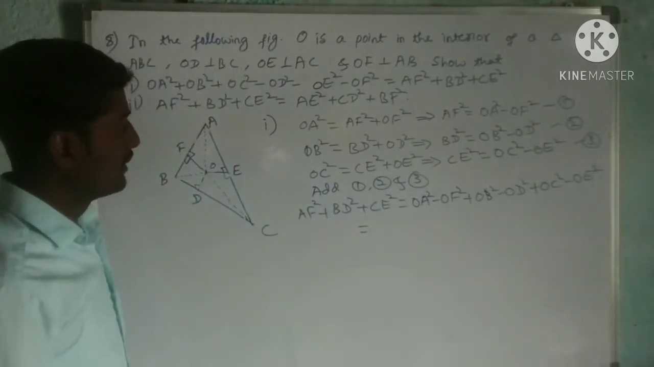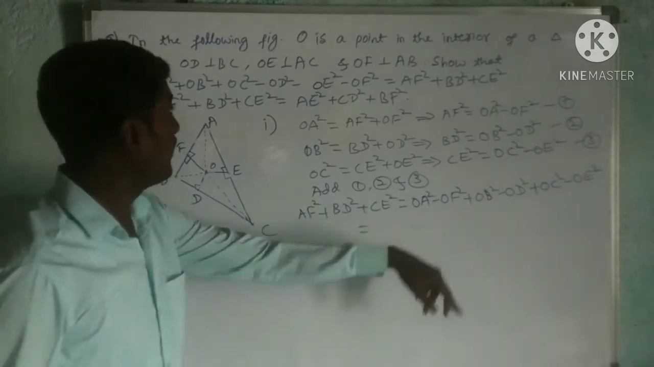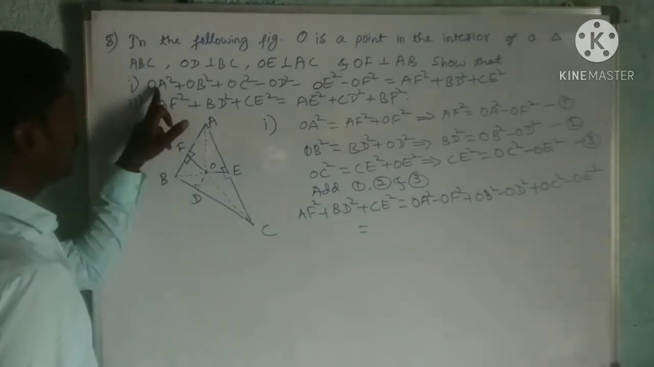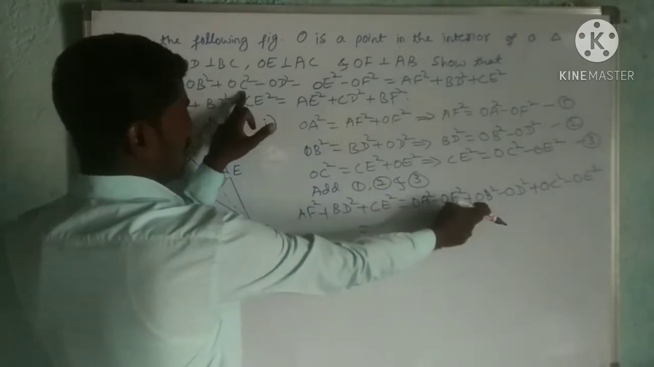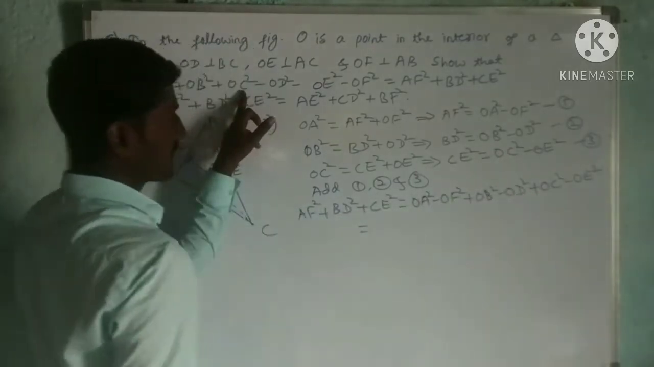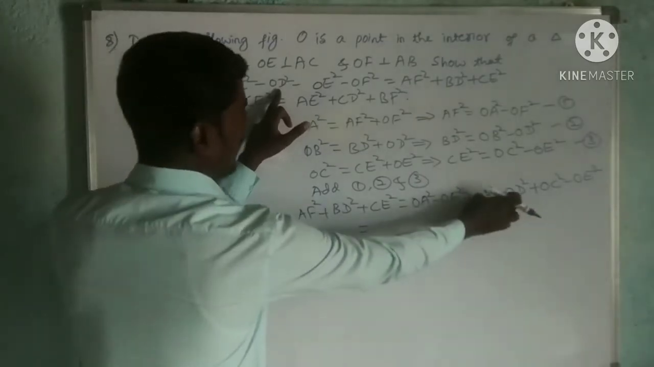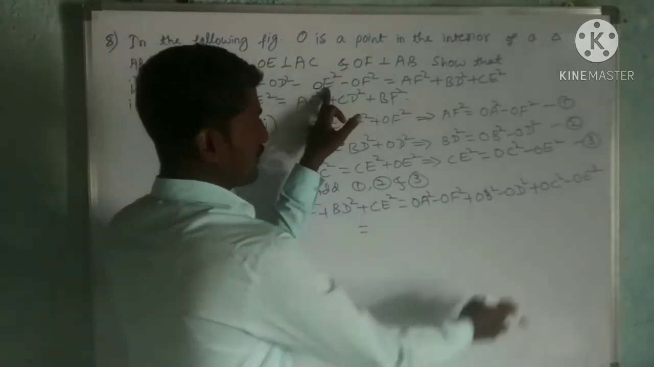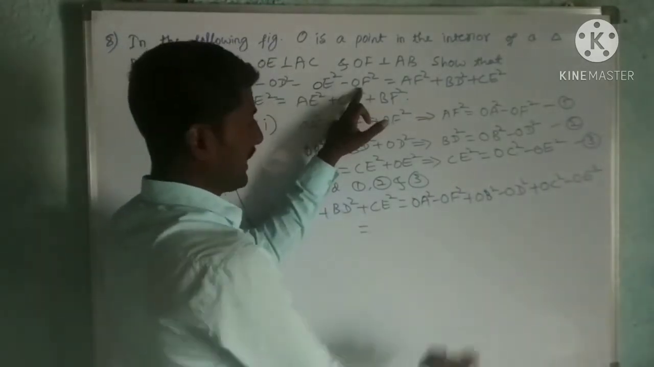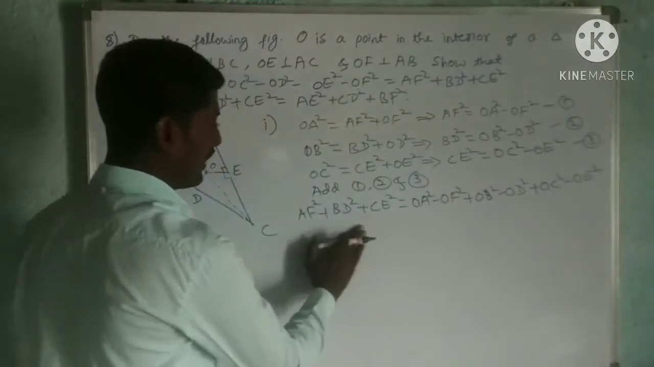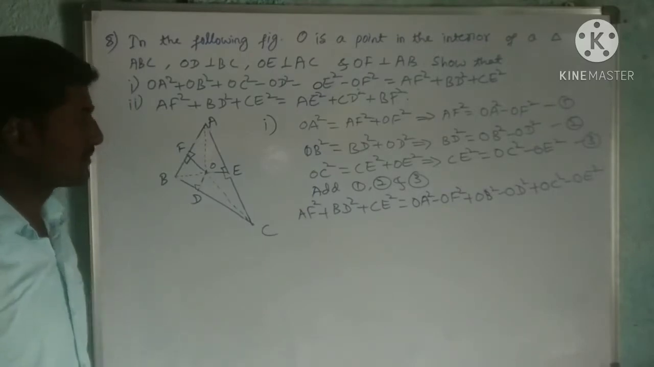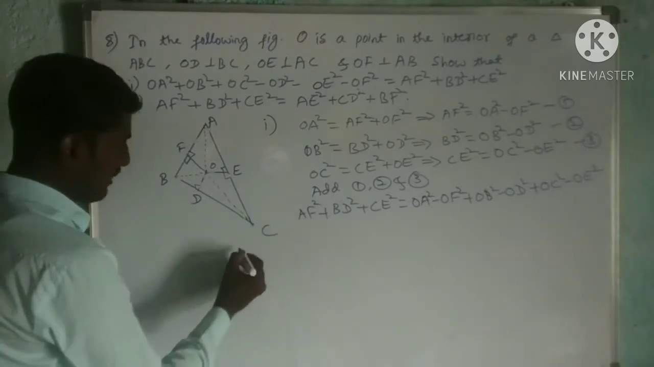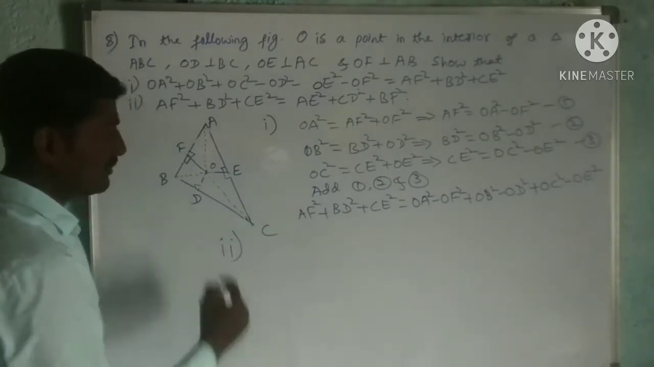Now see here, we have OA square, OB square and OC square, then minus OD square, minus OE square, then minus OF square. Hence I got the first one, hence proved. Then I'll go for the second one.